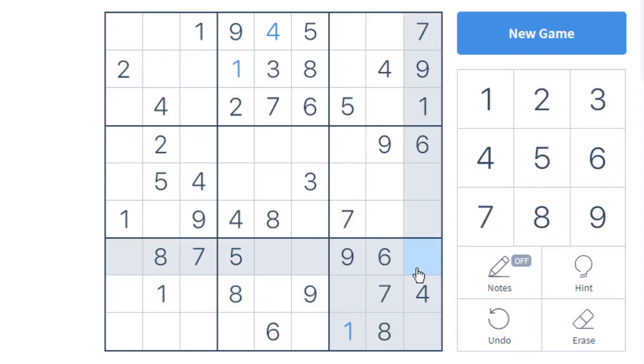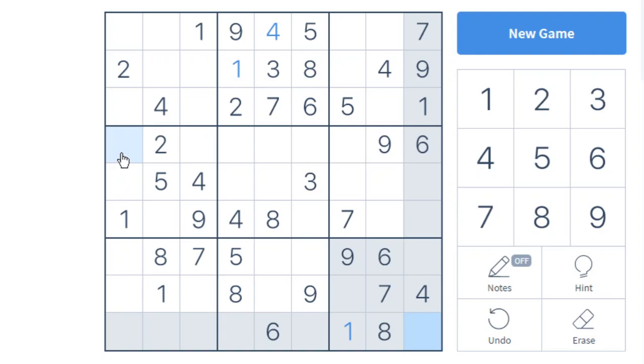Right here, we could have a 2. We could have a 3. We can't have a 5 because we already have a 5 there. So it's between 2 and 3. And right here, we could have a 2, we could have a 3, we could have a 5. We don't have any decisive moves here, so we leave this square, we go to another one.